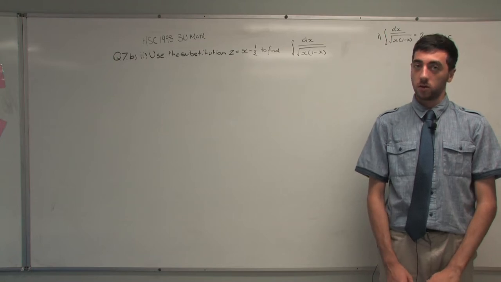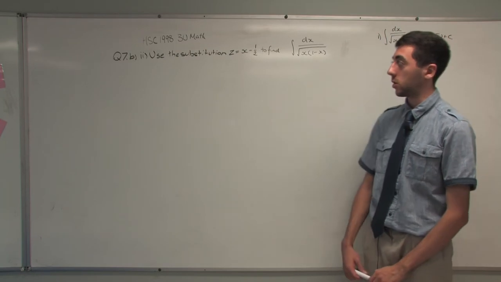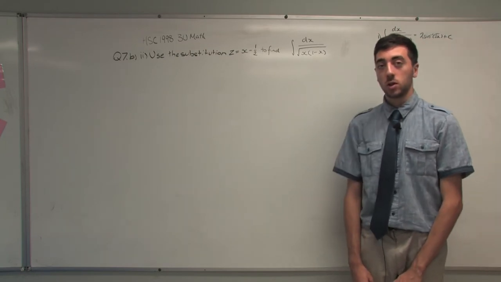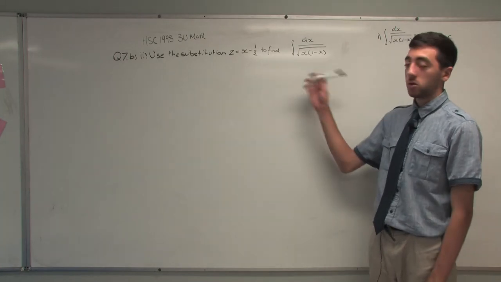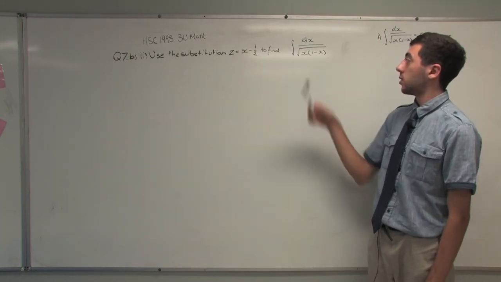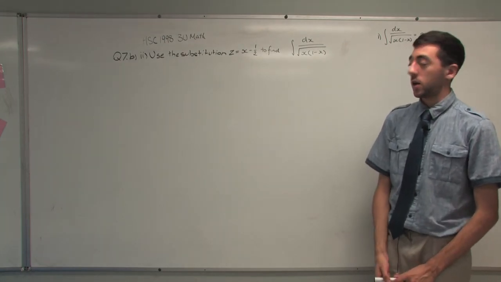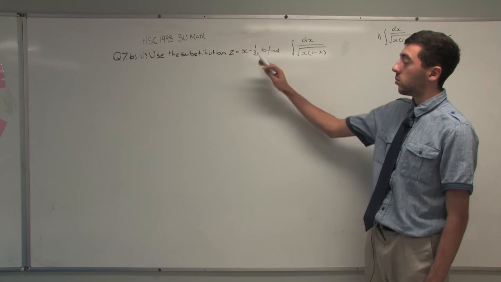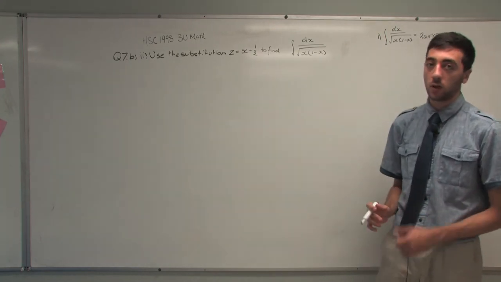Okay, now we're moving on to 7b, part 2. Now it's another substitution question. So the question asks us, use the substitution z equals x minus 1/2 to find our same integral in part i, dx over the square root of x(1 minus x). Okay, so we're going to essentially find two ways of expressing this integral, and then the third part is going to show us how we can prove an identity.